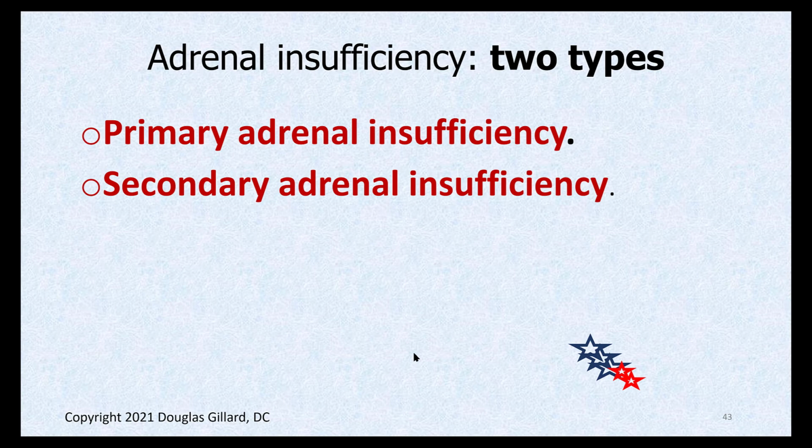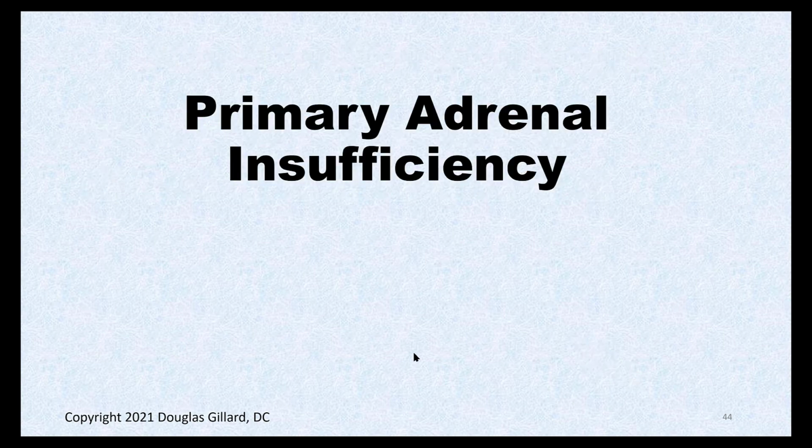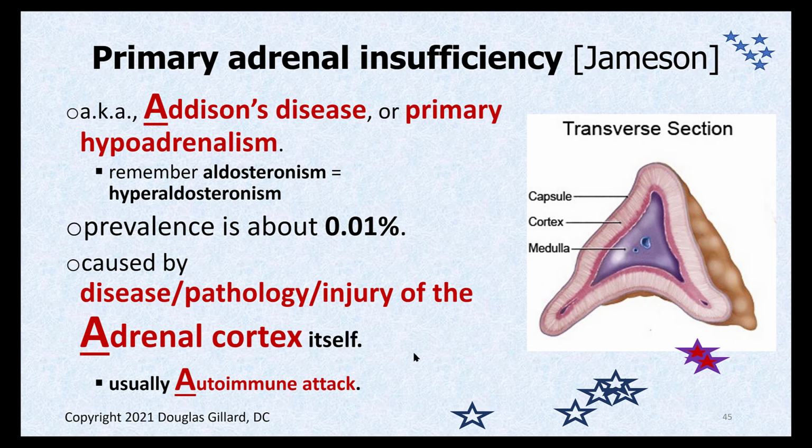There are two flavors: primary and secondary adrenal insufficiency, just like adrenalism. There's a primary and secondary. Let's look at primary first. So this is Addison's disease. Addison's disease is AKA primary adrenal insufficiency or primary hypoadrenalism. They're all AKAs. Its prevalence is just like Marfan syndrome, 0.01. And this is a problem with the adrenal cortex. I always remember Addison's disease, adrenal cortex problem. That's messed up. The pituitary gland is fine, the hypothalamus is fine, but the adrenal gland is messed up.